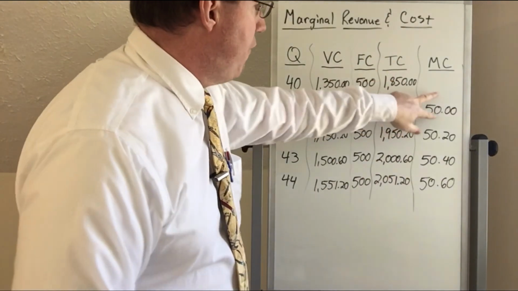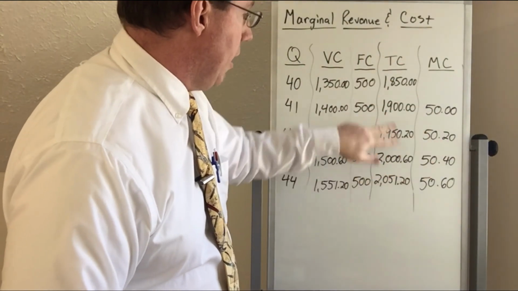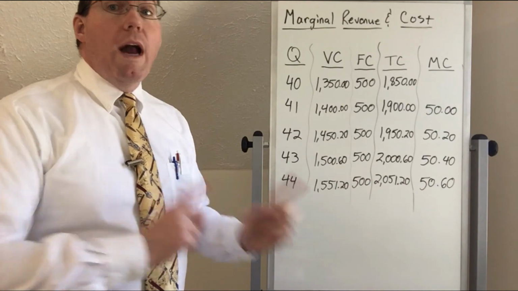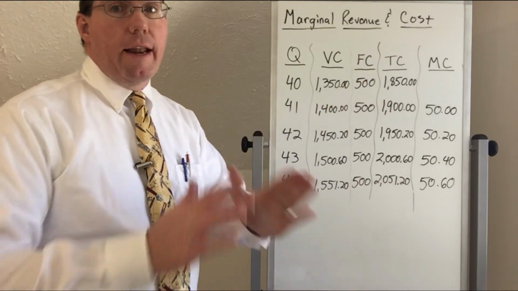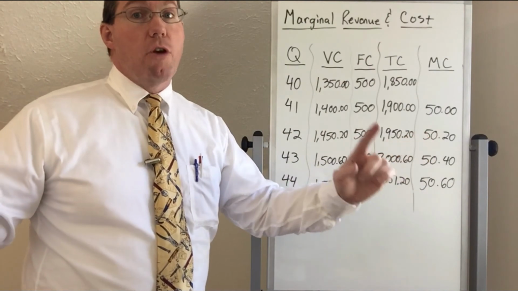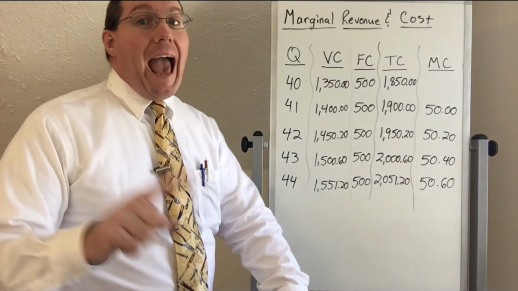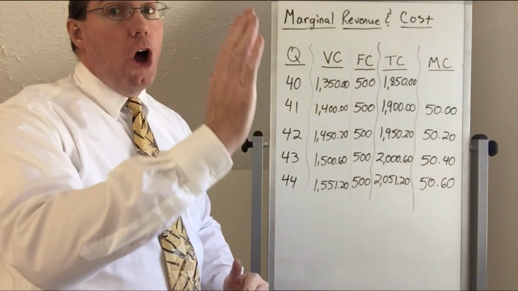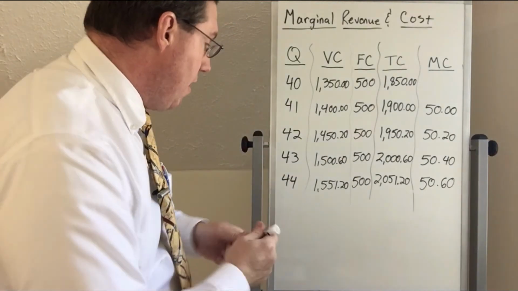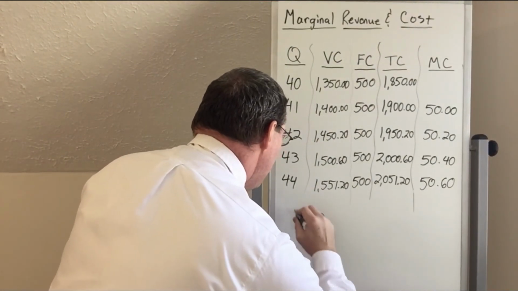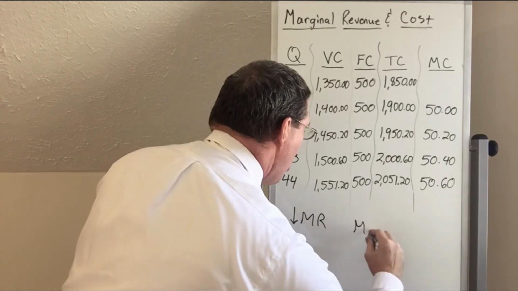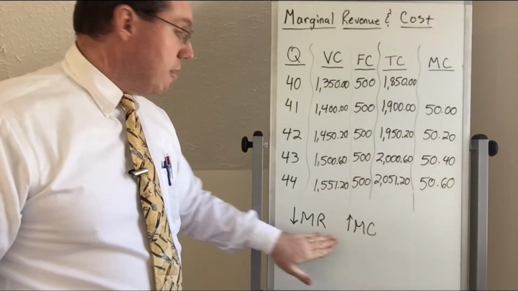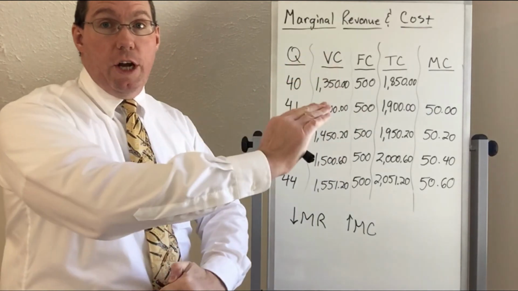First, it increases by 50. Then it increases by 50.20. Then it increases by 50.40. Then it increases by 50.60. What I am adding on to my total cost is getting larger, larger, larger. And so I want to point out that our added revenue is getting smaller, our added cost is getting larger. And what eventually is going to happen is this. Our marginal revenue is getting smaller, our marginal cost is getting larger, and what's eventually going to happen is these two are going to cross over each other.